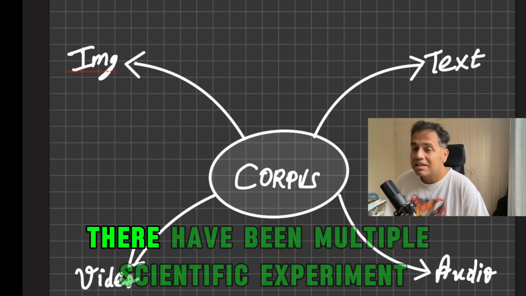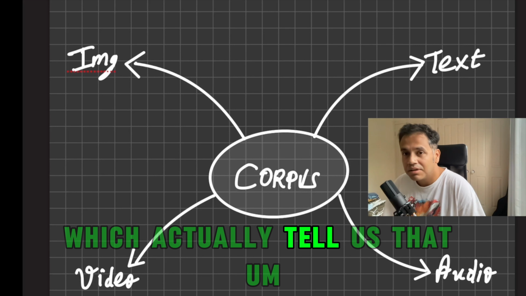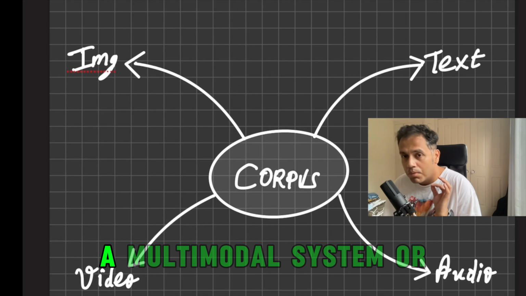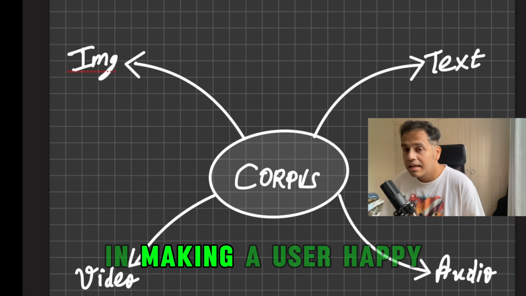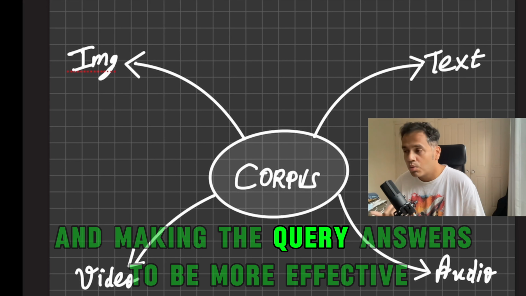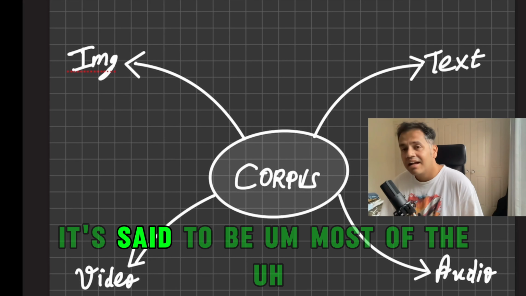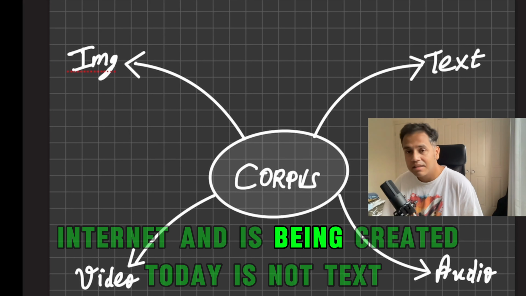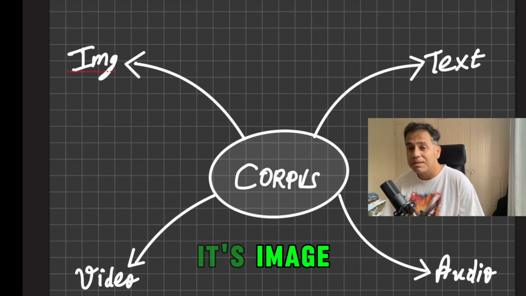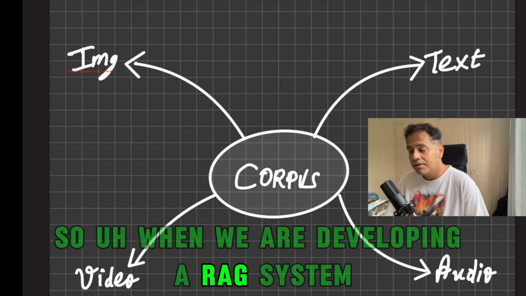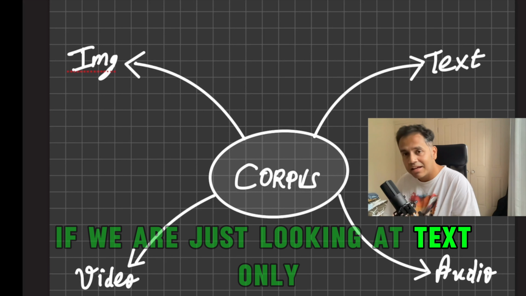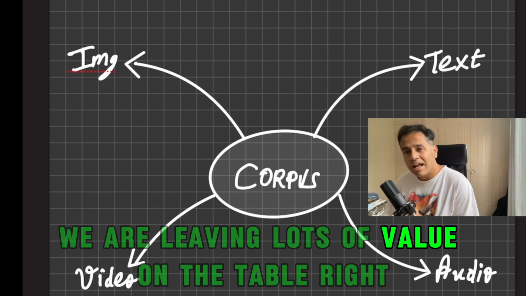In that way, there have been multiple scientific experiments which tell us that a multimodal information system is much more effective in making a user happy or making the query answers more effective. Most of the information that exists on the internet and is being created today is not text. It's audio, it's video, it's image, it's probably sensor data, and so on and so forth. So when we are developing a RAG system, if we are just looking at text only, we are leaving lots of value on the table, right?